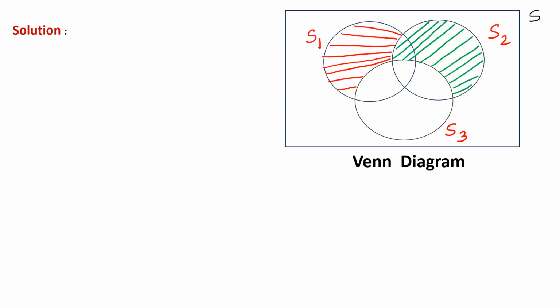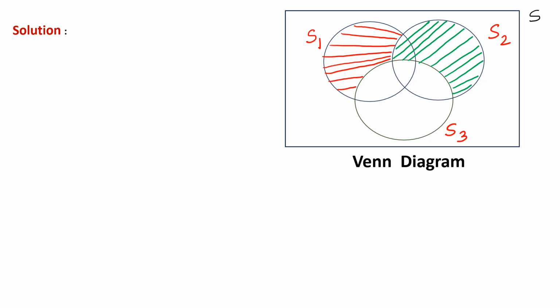Now students, a Venn diagram is in front of you. Here the set S is the universal set. The set S1 represents all the cases when the student S1 can solve the problem. The set S2 represents all the cases when the student S2 can solve the problem. And similarly, the set S3 represents all the cases when the student S3 can solve the problem.